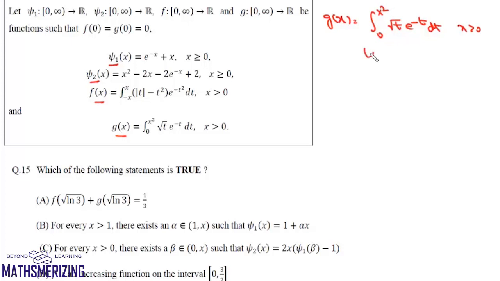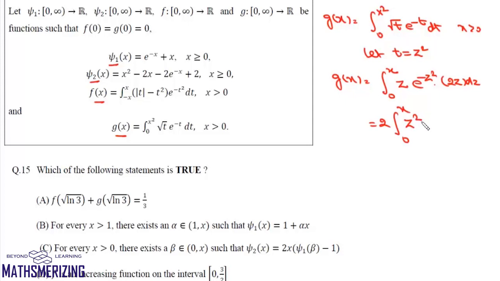Now we'll take a substitution. We'll let t as z square. Then we can write this gx. Now the lower limit is 0 and the upper limit will be this x. Now this is z e to the power minus z square, and here will be 2z dz. So we can write this as 2 times the integral from 0 to x of z square e to the power minus z square dz. And we know that in a definite integral, the variable doesn't matter.